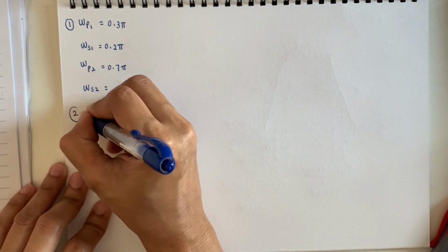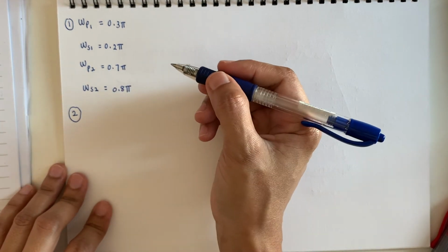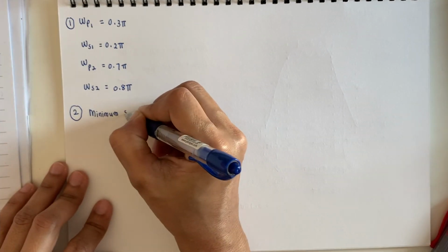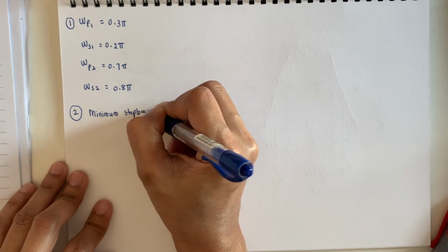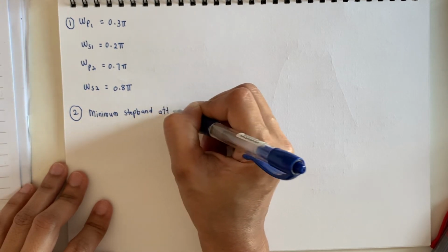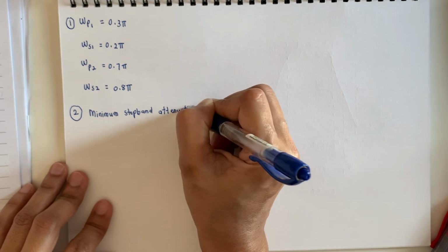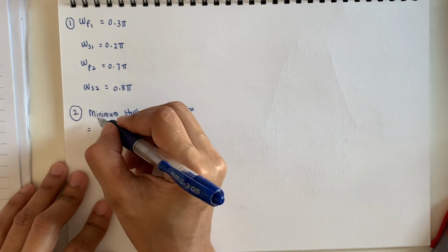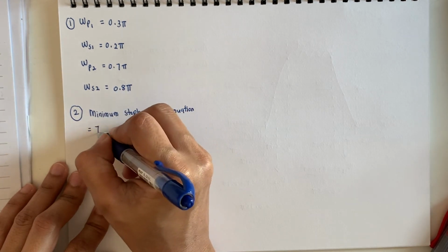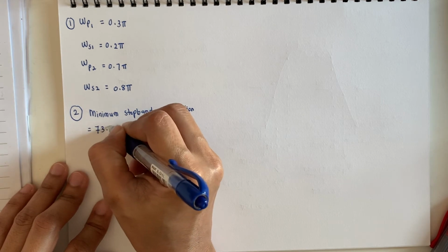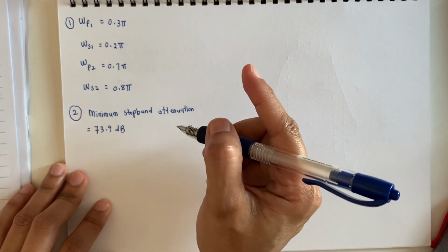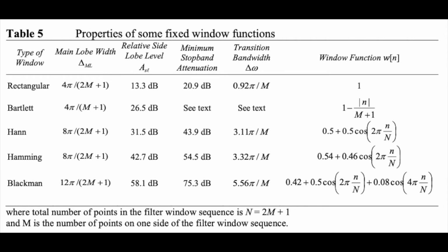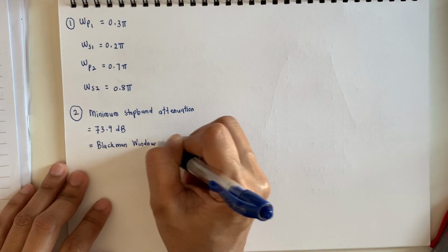Okay, next, for you to determine what type of window type, you need to know what is your minimum stop band attenuation value. So if you look at the question, you have your minimum stop band attenuation value, which is 733.9. So basically, if you refer to table number 5, it is referring to Blackman window.